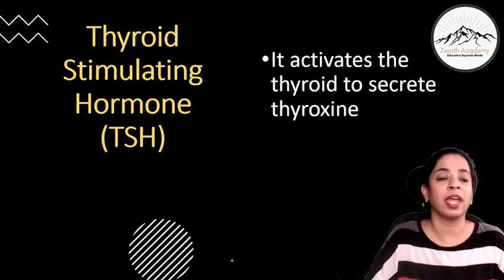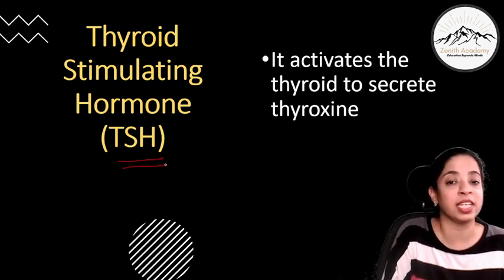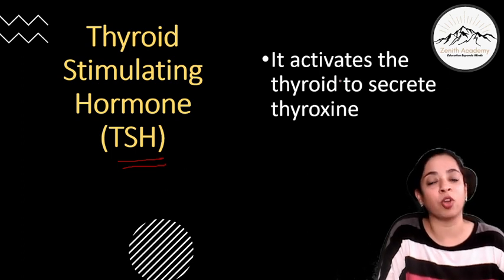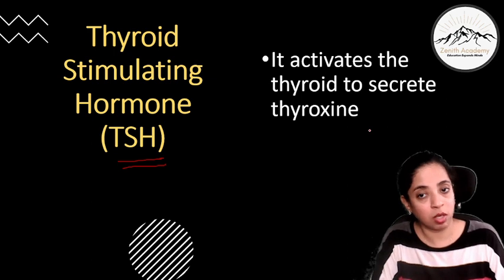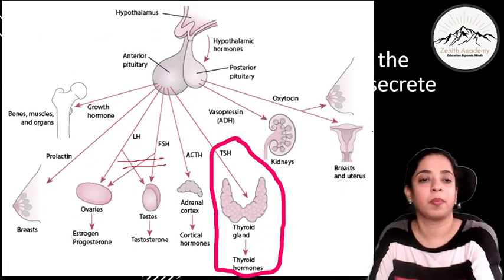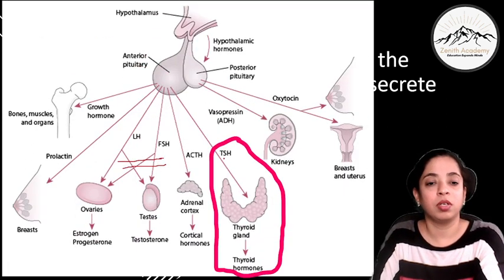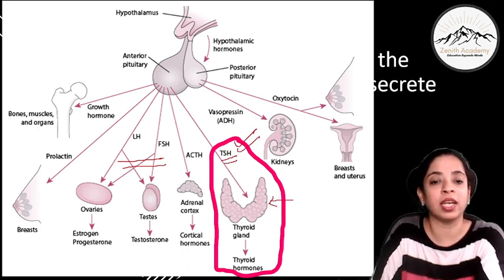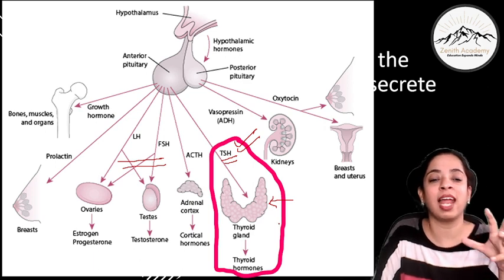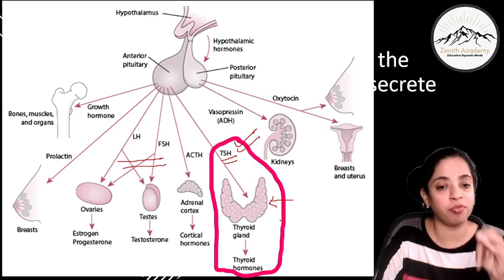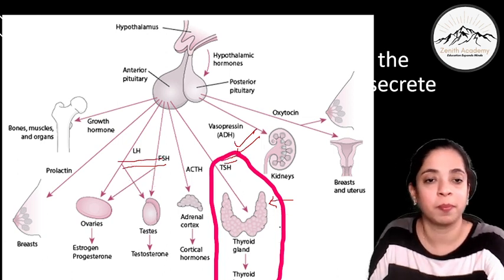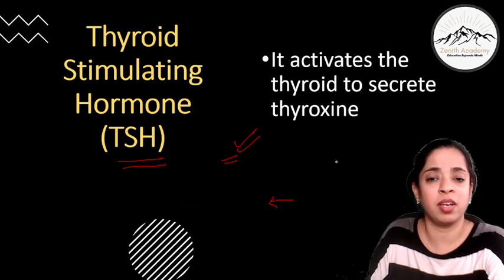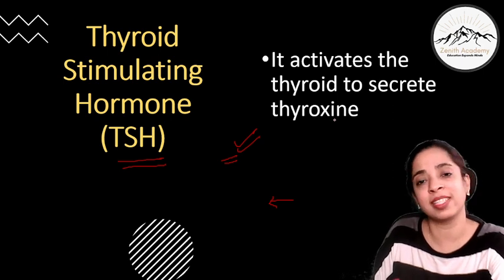Thyroid stimulating hormone, TSH, activates our thyroid so that the thyroid can secrete thyroxine. And this is how thyroid stimulating hormone acts on the thyroid gland. It stimulates the thyroid gland: okay, thyroid gland, now you start your functioning. Now you release thyroid hormone, thyroxine. We have read about this in detail in the previous class.